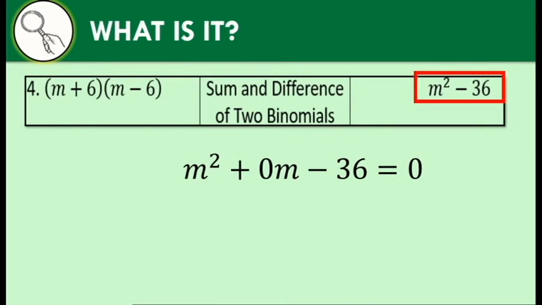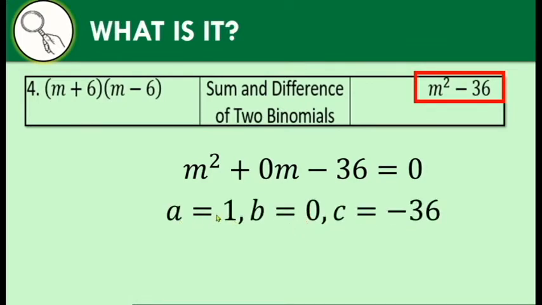The answer for that is yes. It's still a quadratic equation. Why? Because it has the first term, which is a quadratic term, wherein your first term here is m squared. You do have your middle term, but the value of your b is equal to 0. So that will now be 0m. And your constant is negative 36. So again, for clarification, we have here these values for our a, which is 1, our b equal to 0, and our letter c equals negative 36. Do you understand? Well, that's great.